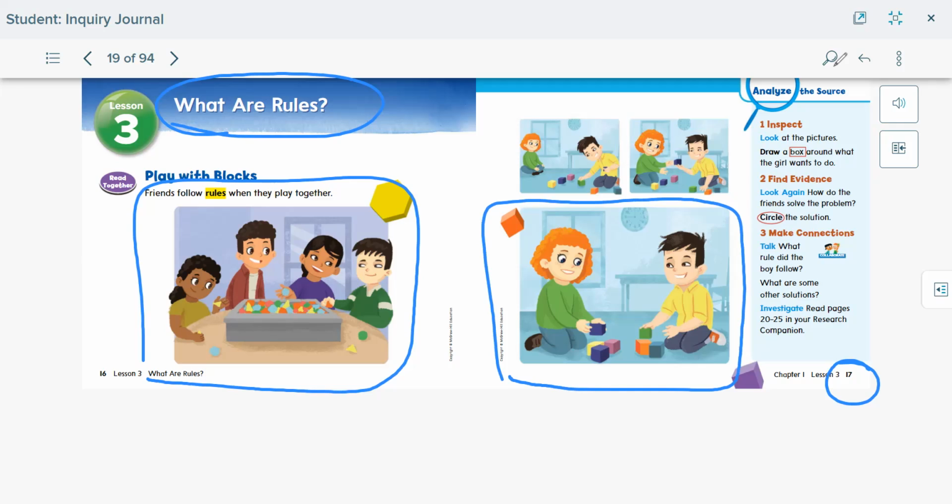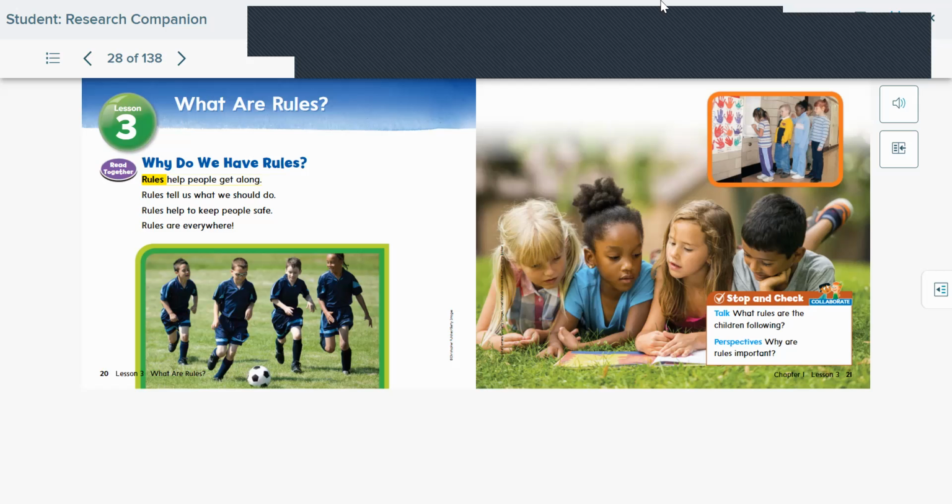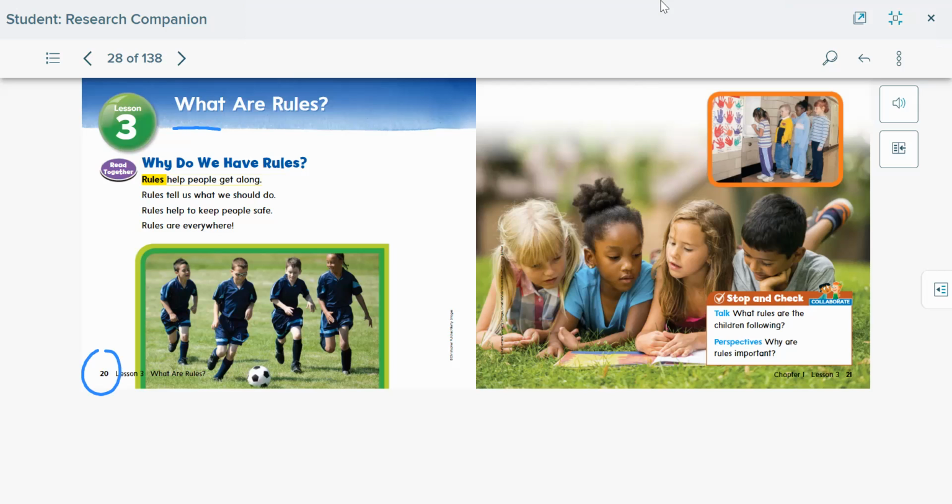Let's read in our research companion. So now we're in our research companion. We're on page 20. What are rules? So why do we have rules? Rules help people get along. Rules tell us what we should do. Rules help to keep people safe. And rules are everywhere. Let's look over here at this picture.